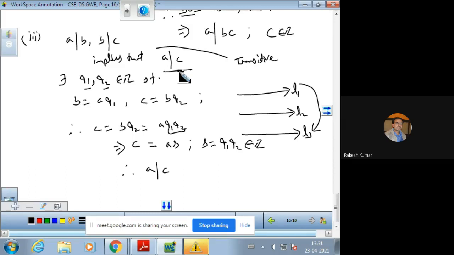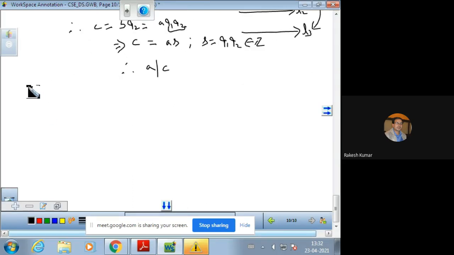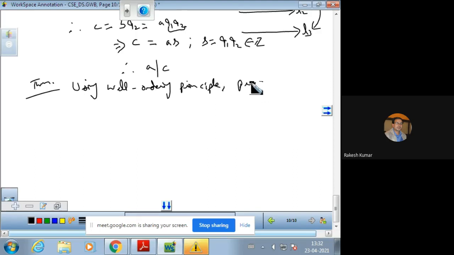Now we have another important result: using the well ordering principle, prove the division algorithm. Prove the division algorithm. This is another important property we must be able to prove.